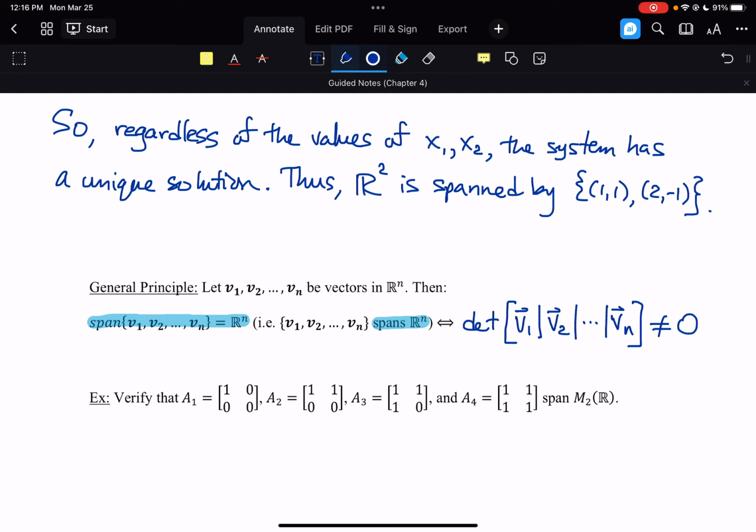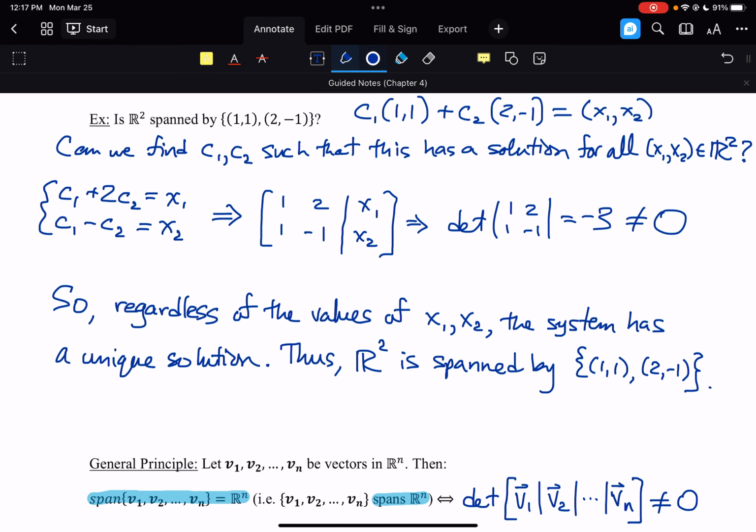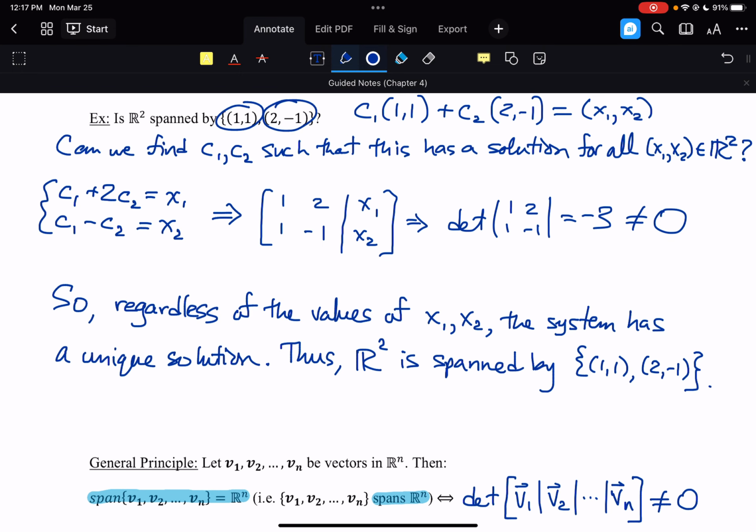I put this augmentation bar here to signify that these aren't components going next to each other. These are columns that are next to each other. So v1 goes in the first column, v2 goes in the second column, etc. If you look back at the example we just did, we took 1, 1, and 2, -1, and essentially they got put into the columns of this matrix. We took the determinant of that and got that it was non-zero, and that allowed us to conclude a spanning set.